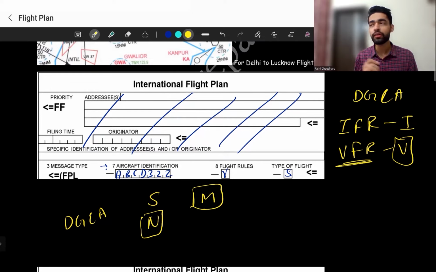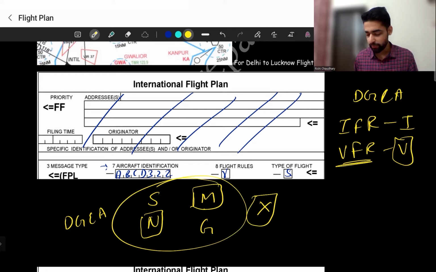And for all the sorties you do as a student pilot, we have the general aviation symbol G. Then we have one more symbol, for search and rescue operations or anything which doesn't fall into these boxes, that comes under X. So we have 5 total symbols: scheduled flight S, non-scheduled flight N, military flight M, general aviation or student pilot flight G, and any other type of flight comes under X, or X-ray.